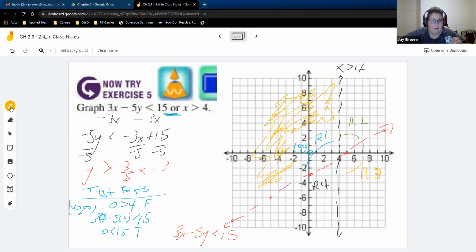Okay. Now we need a test point for region 2. Let's use 5, 1 because that'll help us out. And you don't have to label all of them, but if they help you for labeling, that's fine. So 5, 1. We know 5 is greater than 4. Boom. That's all we need. 5 is greater than 4. So because that's true, we'll shade it.